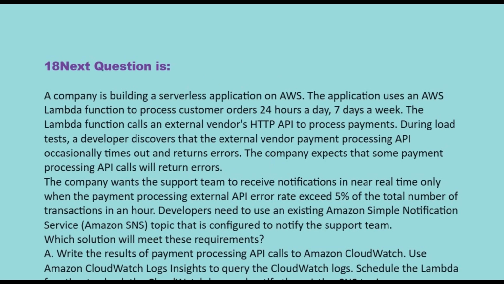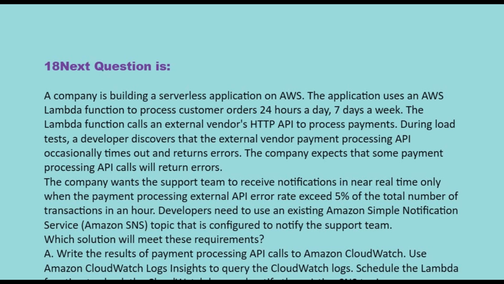Question is, a company is building a serverless application on AWS. The application uses an AWS Lambda function to process customer orders 24 hours a day, 7 days a week. The Lambda function calls an external vendor's HTTP API to process payments. During load test, a developer discovers that the external vendor payment processing API occasionally times out and returns errors.